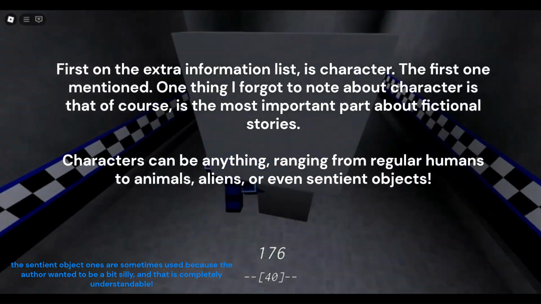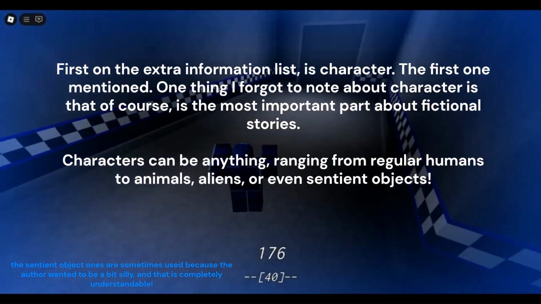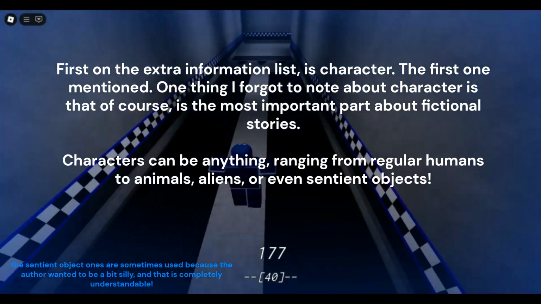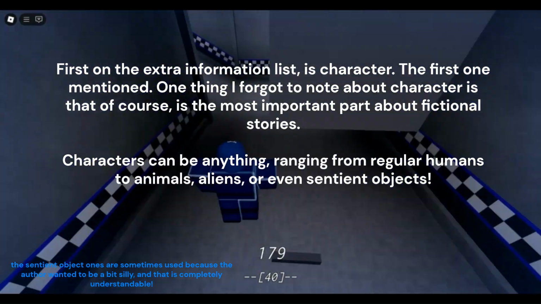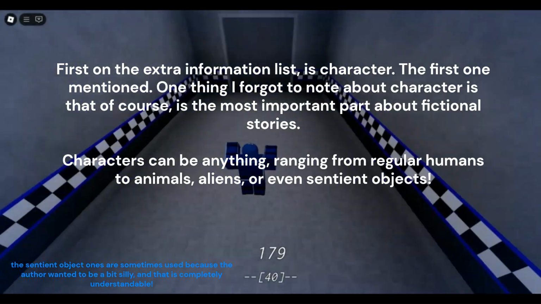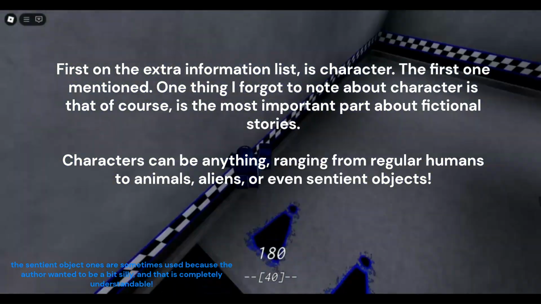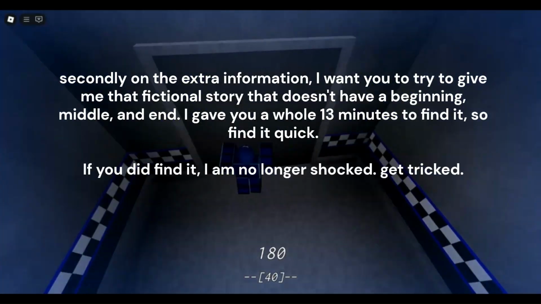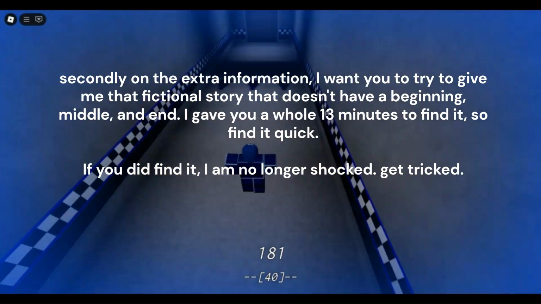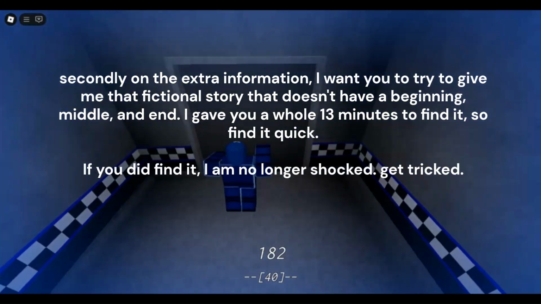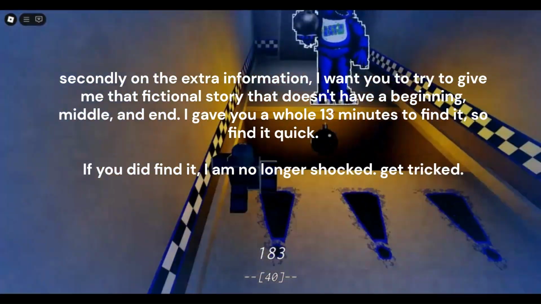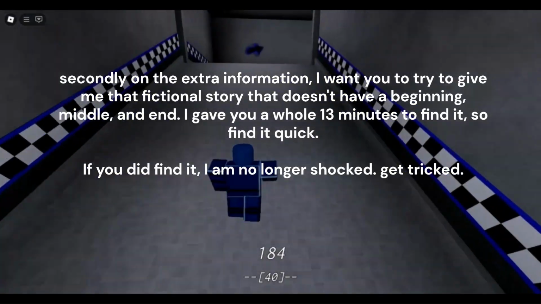The first one mentioned. One thing I forgot to note about character is that, of course, it is the most important part of fictional stories. Characters can be anything, ranging from regular humans to animals, aliens, or even sentient objects. Secondly, on the extra information, I want you to try to give me a fictional story that doesn't have a beginning, middle, and end. I gave you a whole 13 minutes to find it, so find it quick. If you did find it, I am no longer shocked.